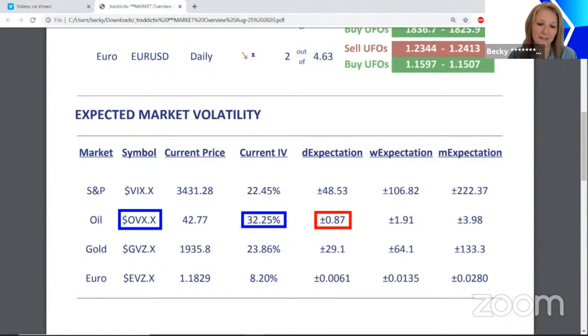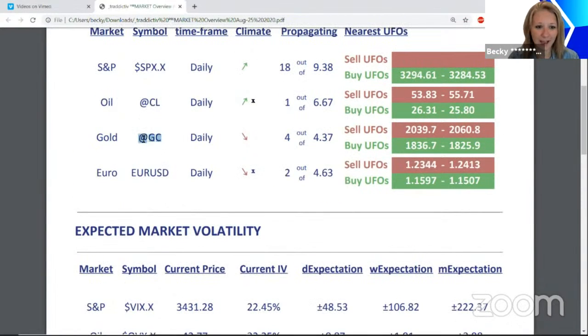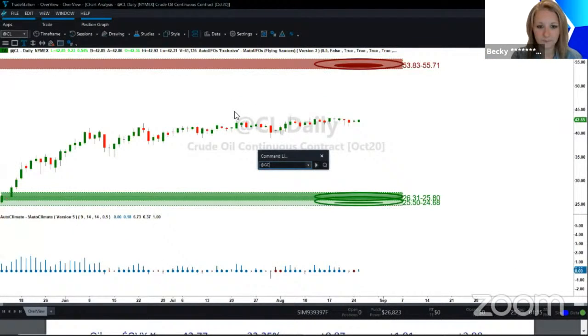Now, what we would expect in a day, once we reverse engineer that number, is that we would see oil move up or down in 1 day of 0.87 points, in a week 1.91 points, and in a month 3.98 points. Again, either up or down. Okay, so that's oil. Next market is gold. So we're looking at GC. That's the continuous futures contract once again for gold at GC.